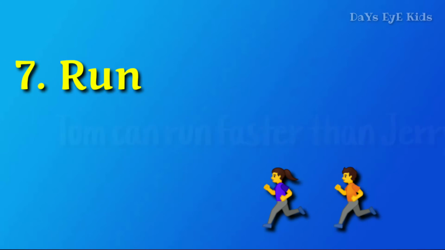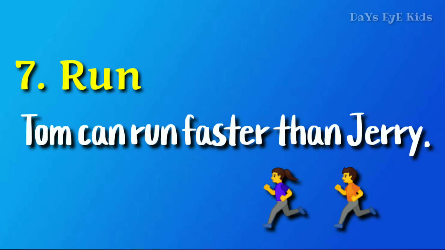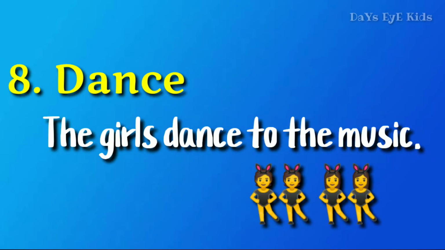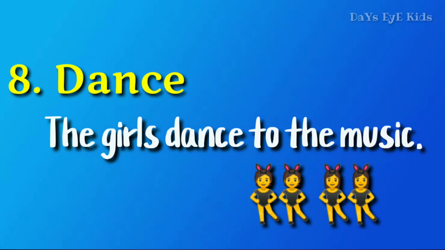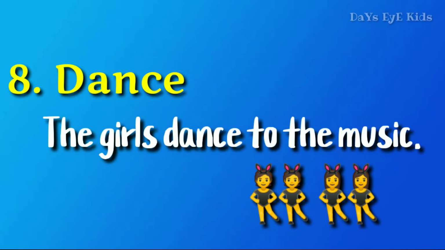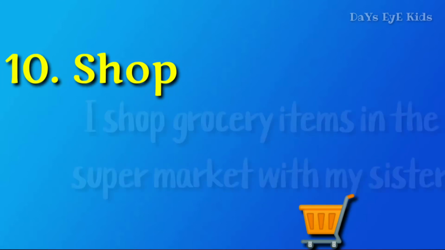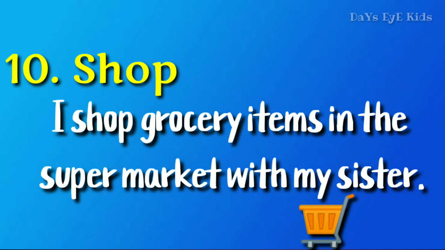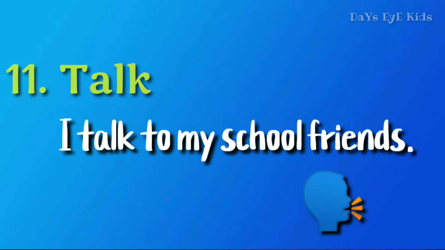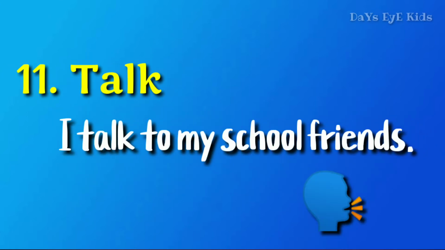Run. Tom can run faster than Jerry. Dance. The girls dance to the music. Draw. Benny draws a cartoon picture in his drawing notebook. Shop. I shop grocery items in the supermarket with my sister. Talk. I talk to my school friends.